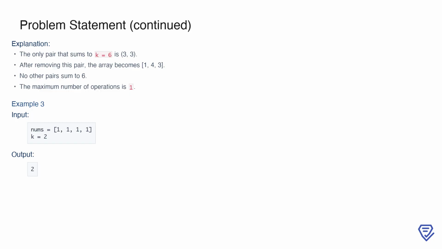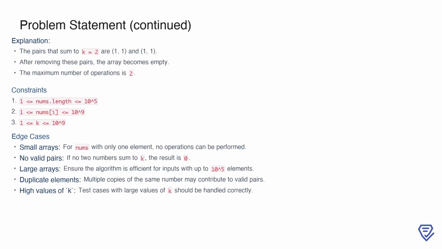Let's look at a third example for further clarity. Suppose nums equals 1, 1, 1, 1, and k equals 2. The output here is 2. In this third example, the pairs that sum to k equals 2 are 1, 1, and another 1, 1. After removing these pairs, the array becomes empty, meaning no further operations can be performed. Therefore, the maximum number of operations is 2.